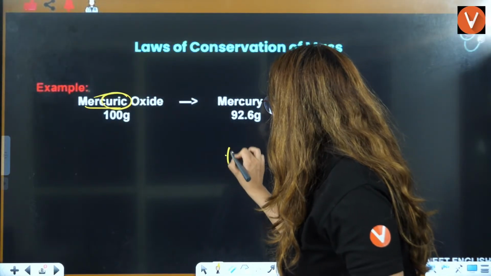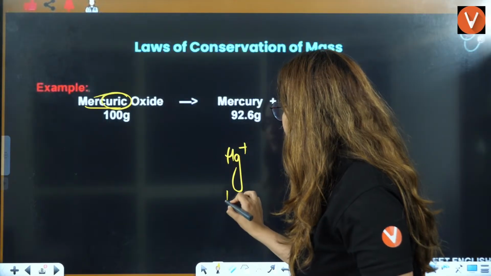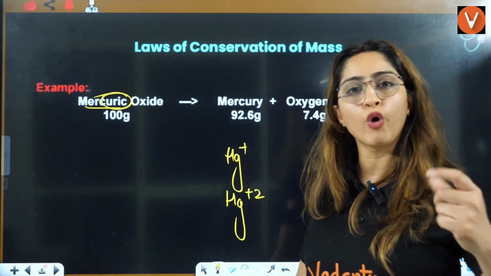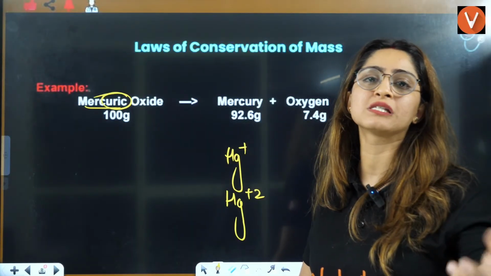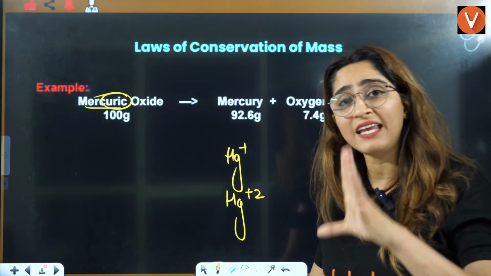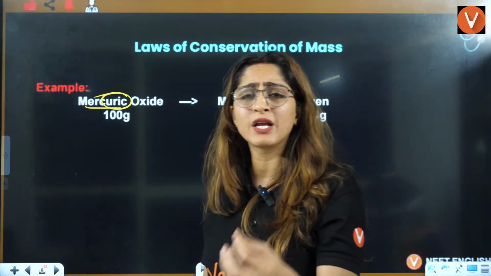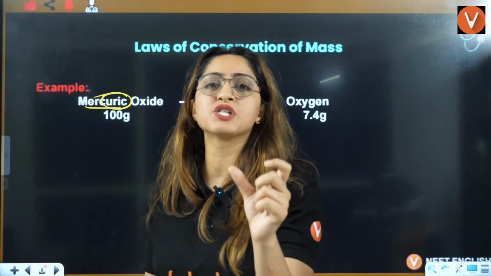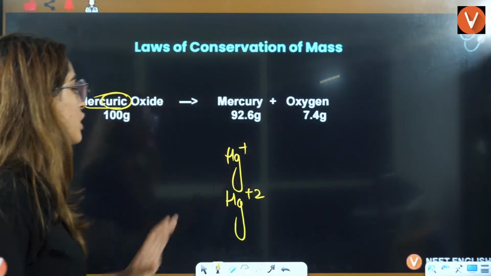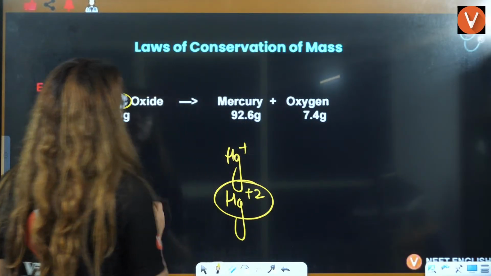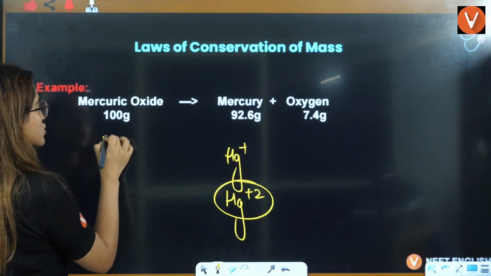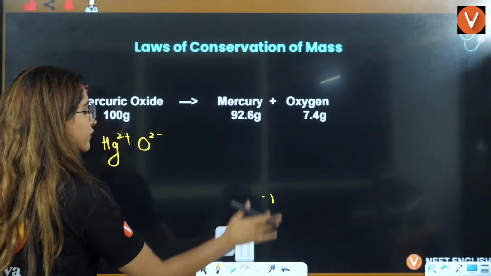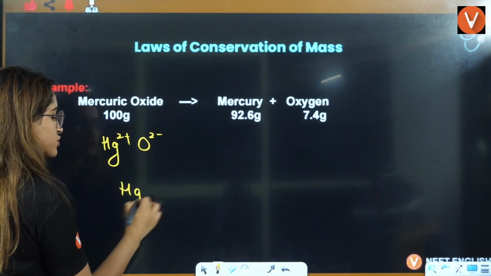So mercury has two oxidation states, +2 and +1. The lower oxidation state is OUS, the higher oxidation state is IC, always, in any case. Ferrous, ferric, mercuric, mercurous, right? Anything you have, the higher oxidation state will have IC, right? So that means mercuric is +2. Mercuric is +2, so you can say Hg2 positive. This is O2 negative. That will give rise to a compound that is HgO.